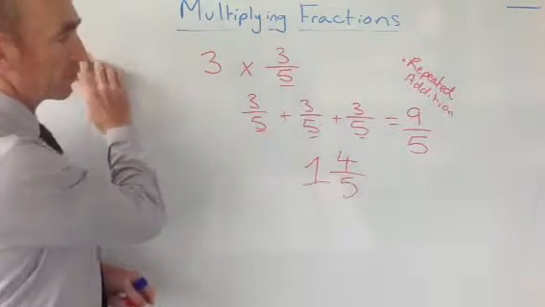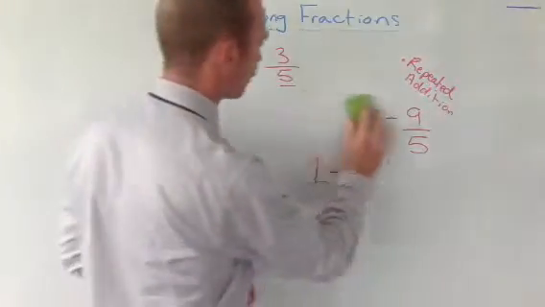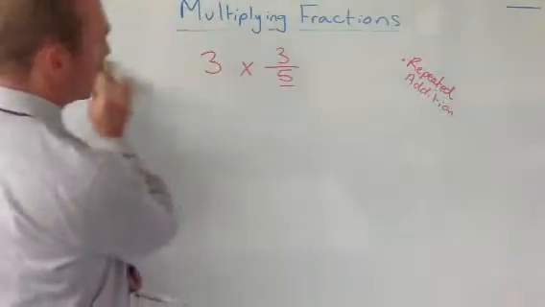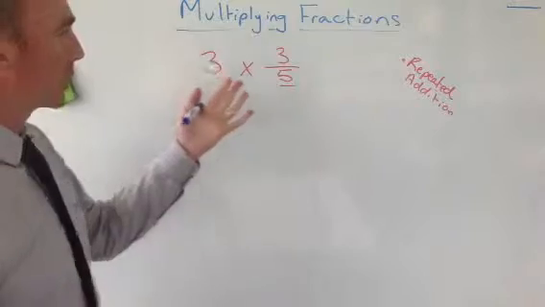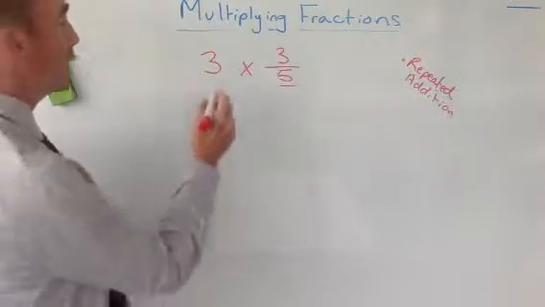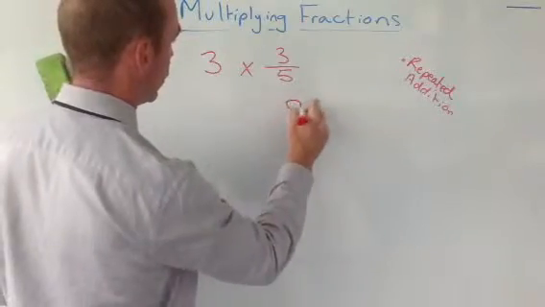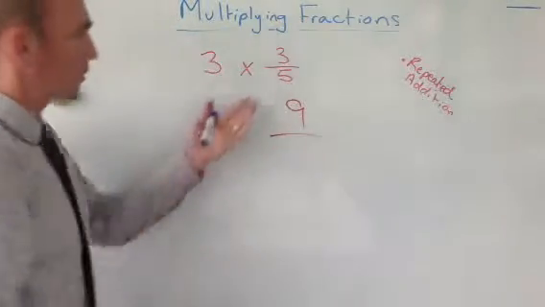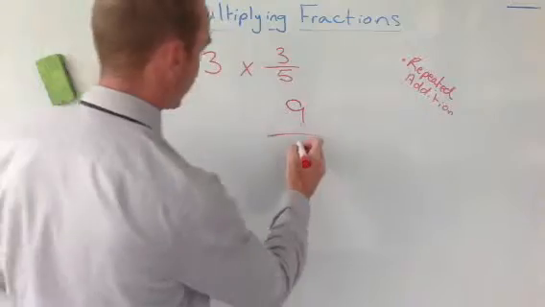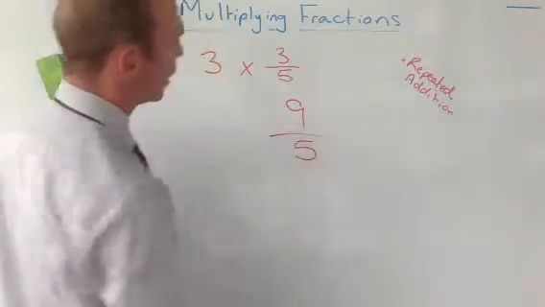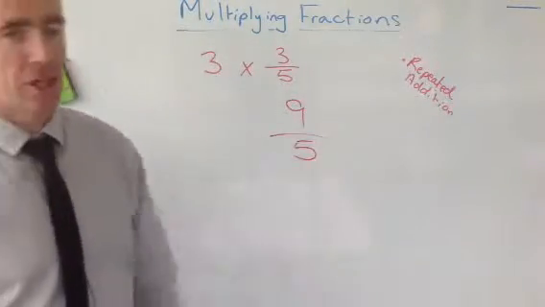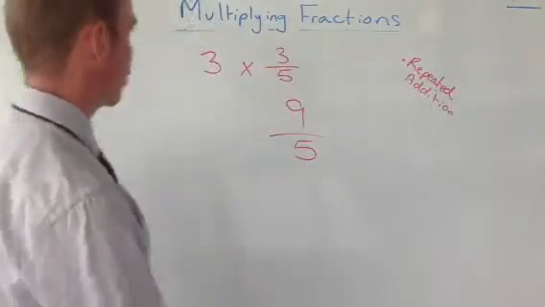Right, so that's the repeated addition way of doing it. The other way of doing it, when you're actually bringing the multiplication into play, is just going 3 times 3 is 9, and of course we're talking about fifths, so the fifths stays the same. That's 9/5, and you can change that into your mixed number if you like.